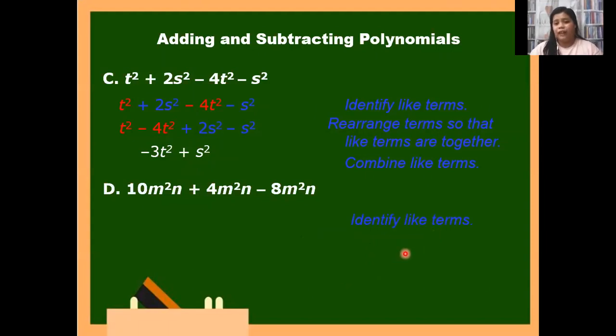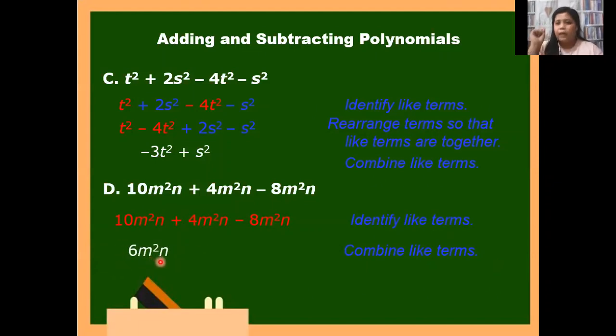After identifying like terms, of course, we need to rearrange it. But in this example, all the terms are alike. Therefore, we can combine all the terms. So we do not need to rearrange it anymore because all terms are the same. Now, since we can combine it already because they have the same terms, the answer will be 6m squared.